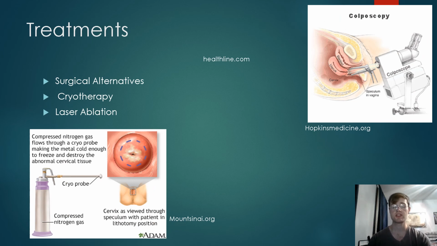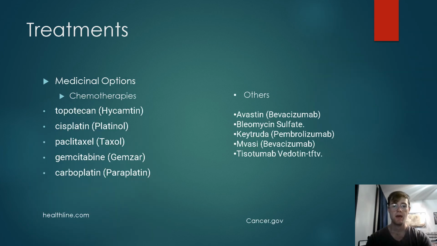We also have surgical alternatives. There's cryotherapy for cervical cancer, in which the tumor is frozen off from the cervix. Laser ablation is similar, where a laser can burn off the tumor from the cervix. Medicinal options fall into two fields, chemotherapies and others. Chemotherapy medications will kill fast-growing cells. They are a type of poison that can help to kill the hard-to-kill cells.